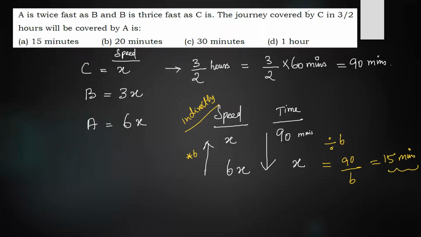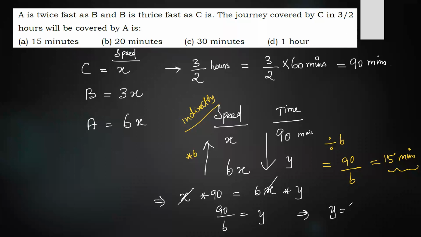Is it clear? Or you can go by the indirect variation method. Just multiply directly. So x into 90 equals, I have taken x, right? Yeah, I have taken a different value, it is y, okay? 6x into y. So x and x get cancelled. So 90 by 6 equals y. This implies y equals 15 minutes.